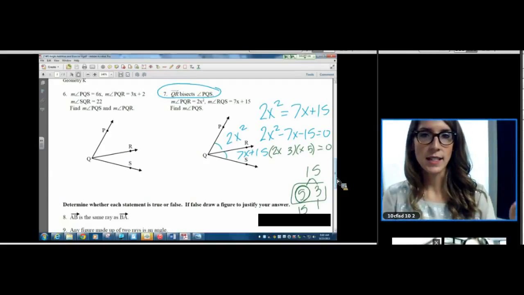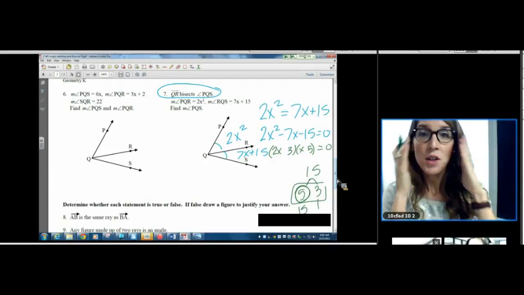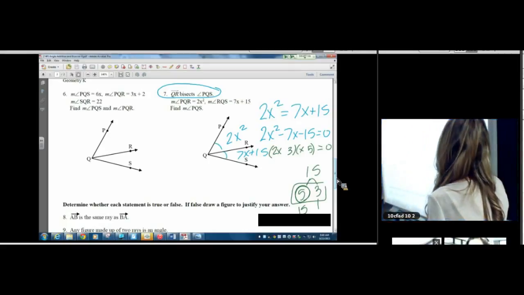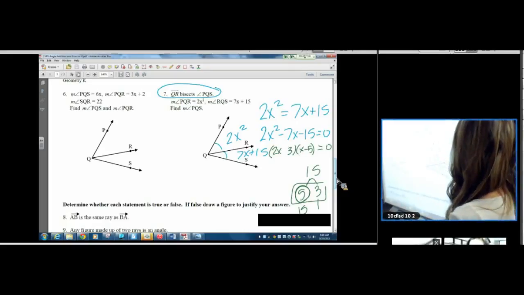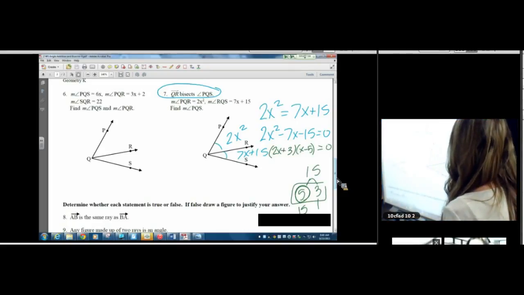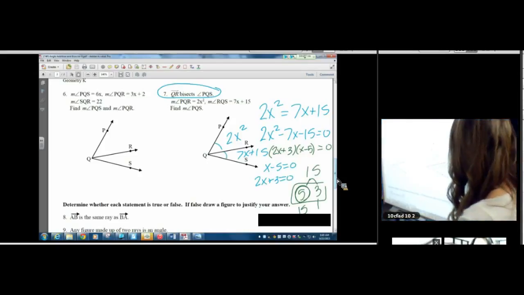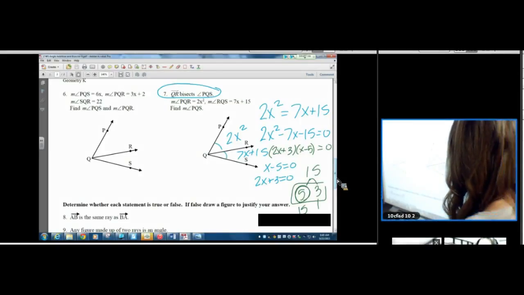Now we figure out the signs. We want it to be a negative 7. So we need the 10, whatever's going to turn into the 10, to be negative. So this needs to be negative because it's going to turn into 10, and this one can be positive. Then we set these equal to 0. X minus 5 equals 0. 2x plus 3 equals 0. That's always the last step when you factor.